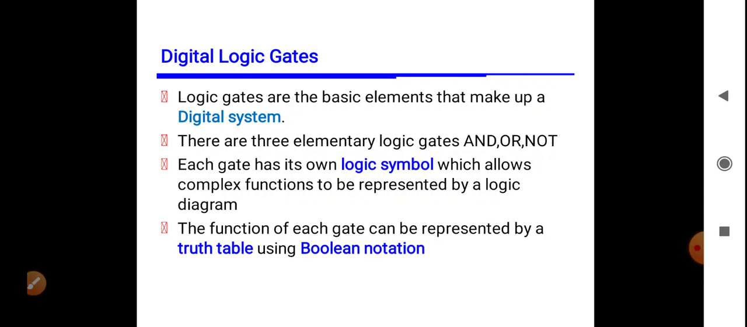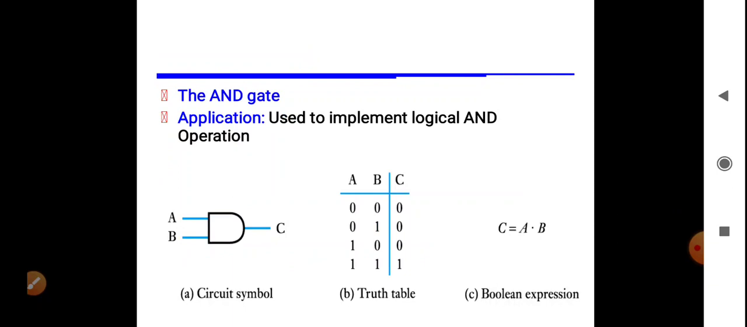Each gate has its own logic symbol, each gate is represented with a Boolean function, and each gate has some functionality. The function of each gate can be represented in the form of a table. Such a table is called a truth table. A truth table is a table which gives the relationship between the input variables and the output variables.